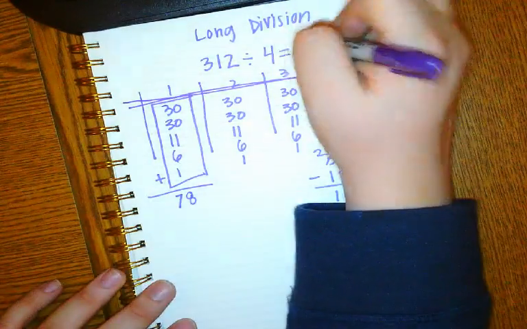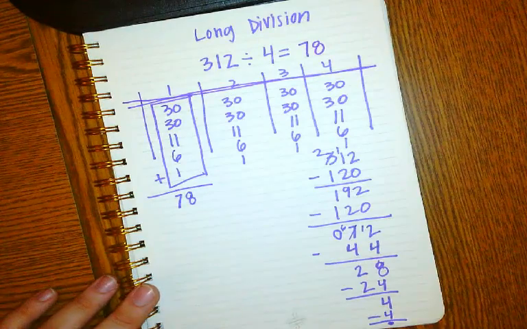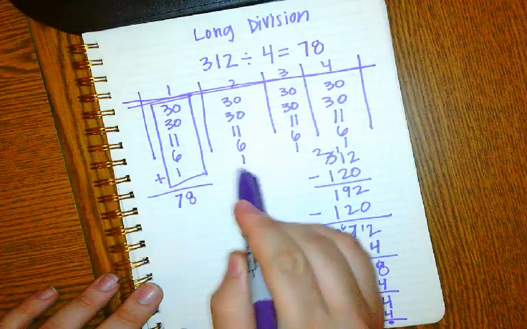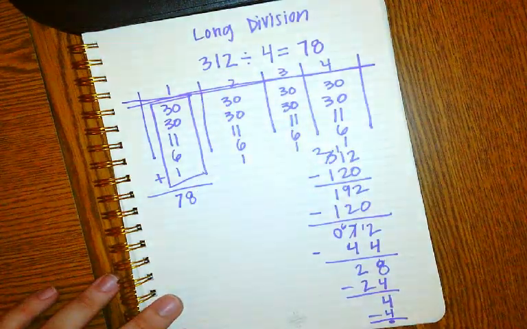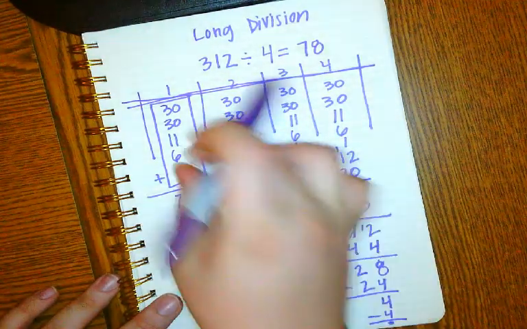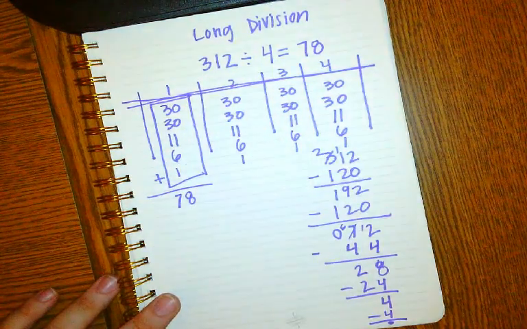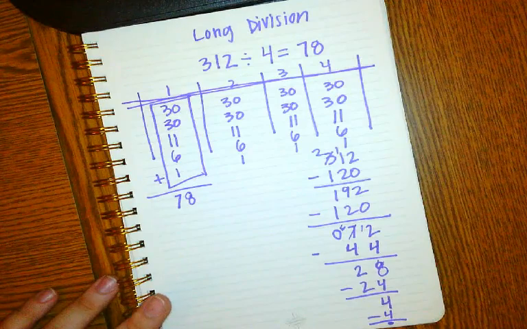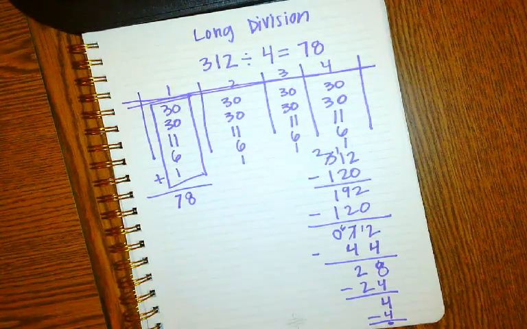So we have 78. So would you agree that if we added 78 plus 78 plus 78 plus 78, we would get 312? Yes, because we took away 4 groups from 312, right? Okay, very good. So that is how long division works.